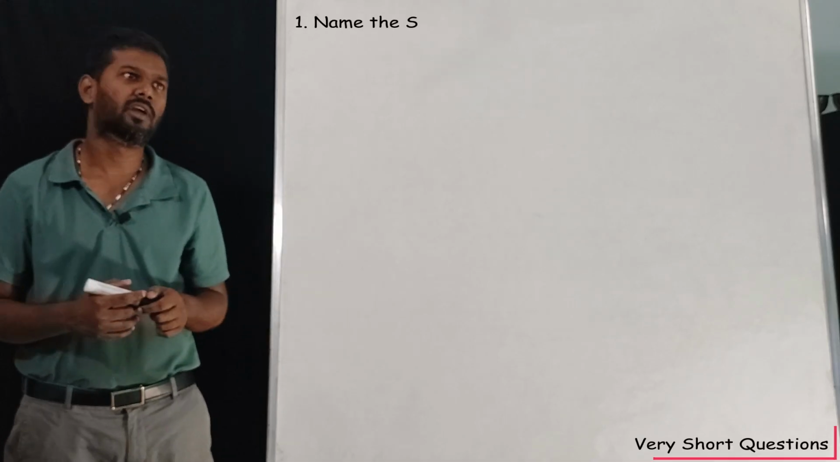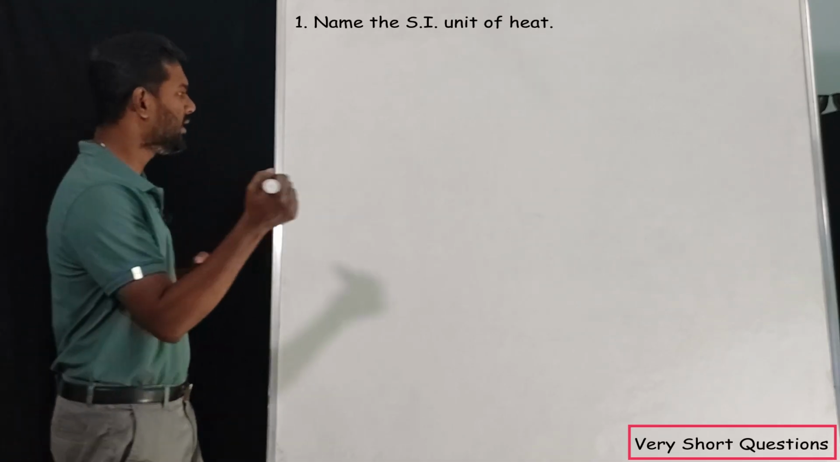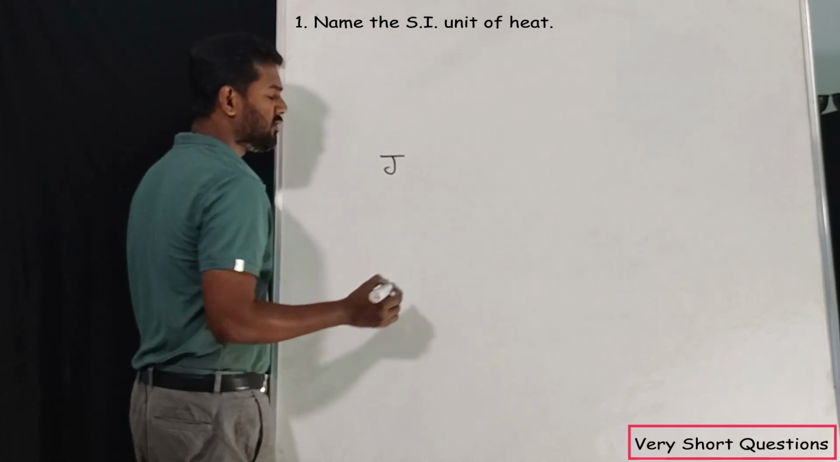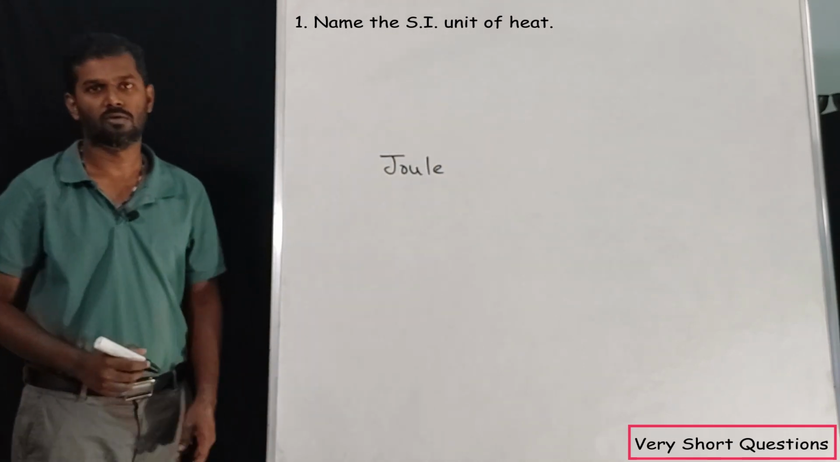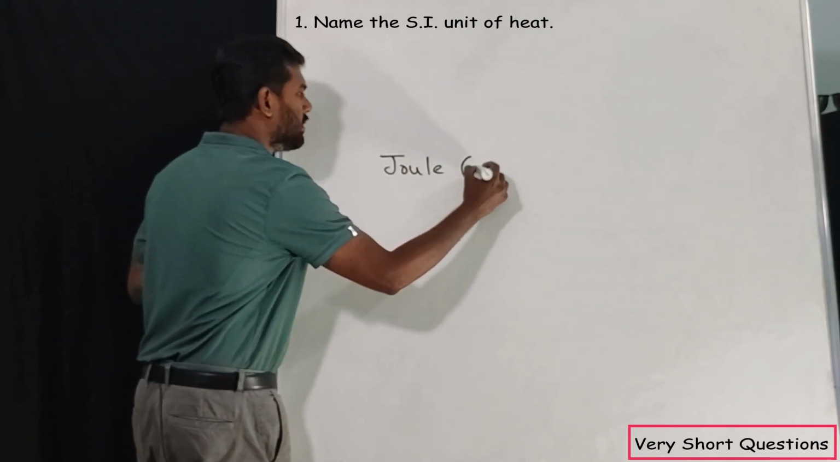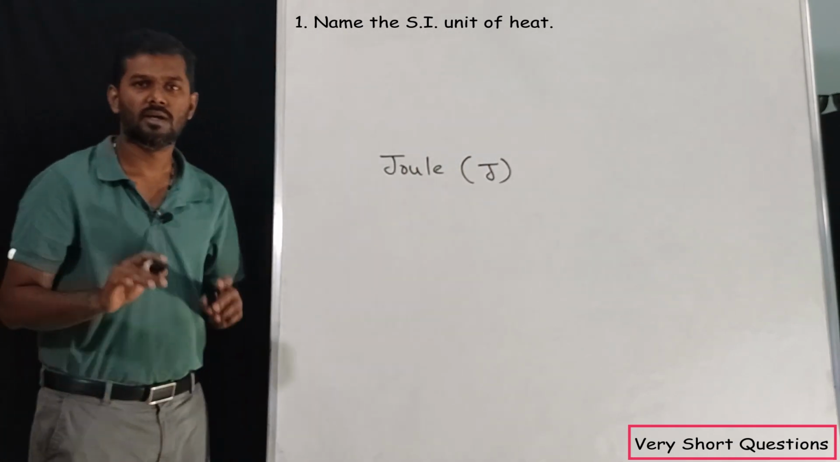Name the SI unit of heat. SI unit of heat will be joules. That's it. Joule. But you can write it in short form J.